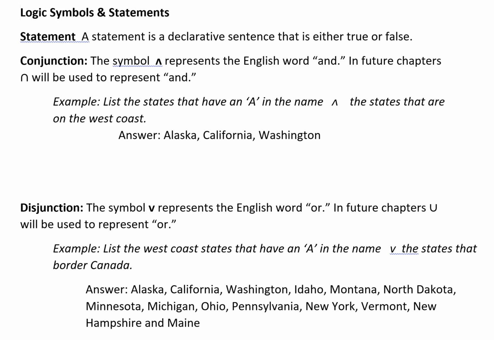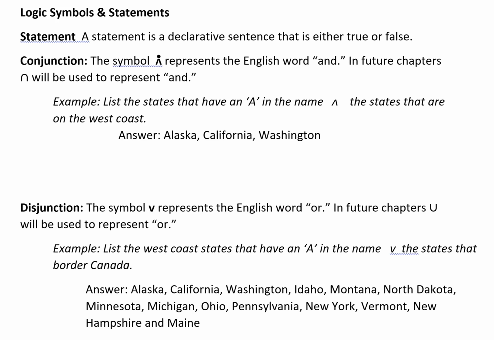Next definition, conjunction. The symbol that looks like an upside down V represents the English word and. Just so you know, in future chapters, this upside down capital U will be used to represent and instead. I find those two symbols pretty similar, upside down U and an upside down V, so they both mean and. Here's an example for the conjunction.